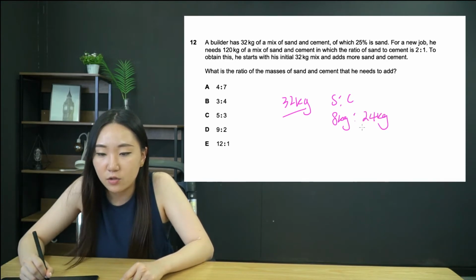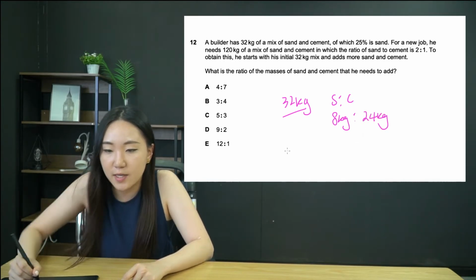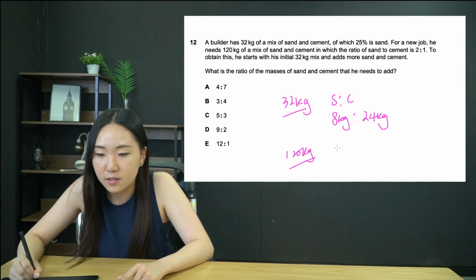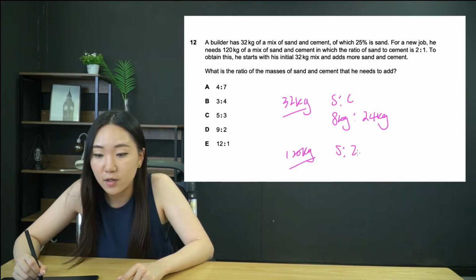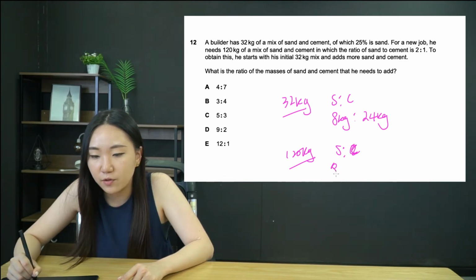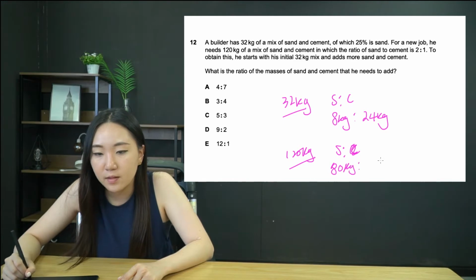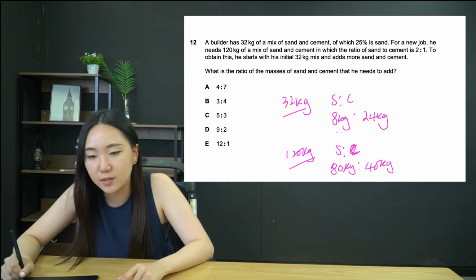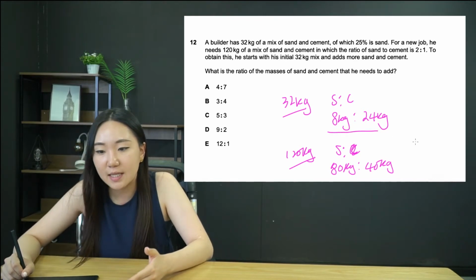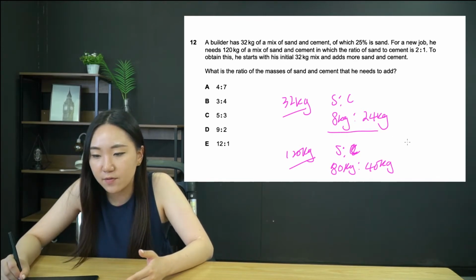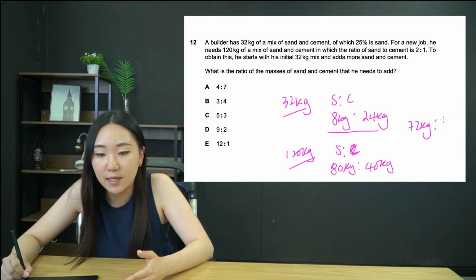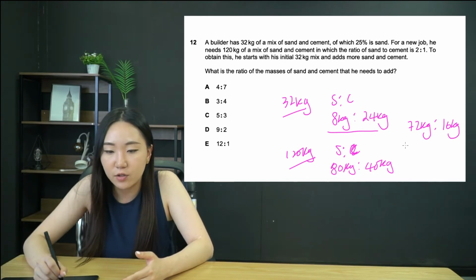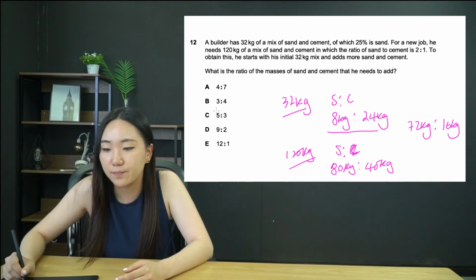Now in the new job, what we want to solve is that he wants 120 kilograms of sand to cement, and he wants the ratio to be 2 to 1. So what we're looking at is 80 kilograms of sand to 40 kilograms of cement. He's starting initially with this mix, and then he's adding more sand and cement. So what do we need to add? Well, just take the difference. We've got 72 kilograms of sand to be added and 16 kilograms of cement to be added. If you simplify that down, you should see that the answer is D, 9 to 2.